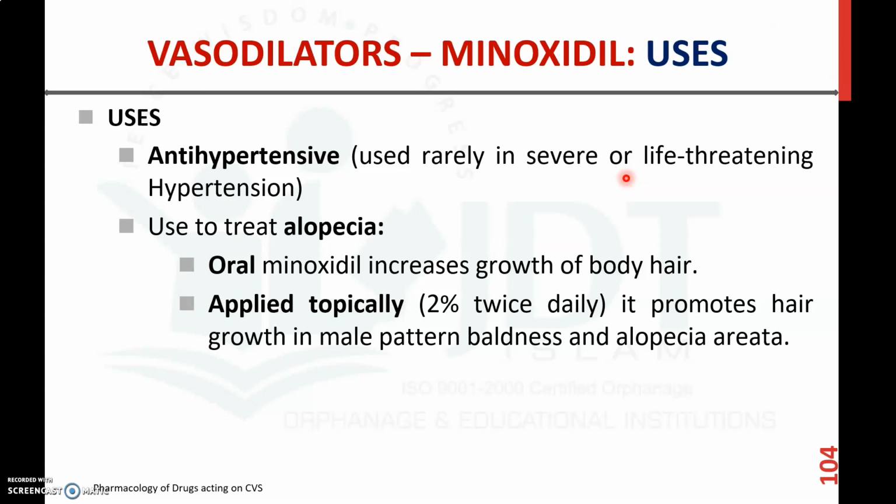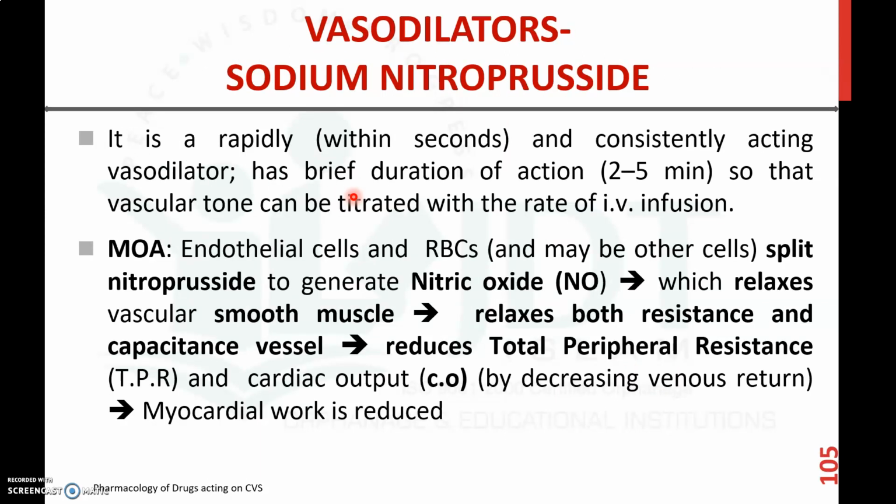Now, coming to the uses of the vasodilator Minoxidil, it is primarily an antihypertensive, but it is rarely used in severe and life-threatening hypertension. But it is mainly used for the treatment of alopecia, to improve hair growth. Oral Minoxidil will increase the growth of body hair, and applied topically, it will promote hair growth in male pattern baldness and alopecia areata. So these are the uses of Minoxidil.